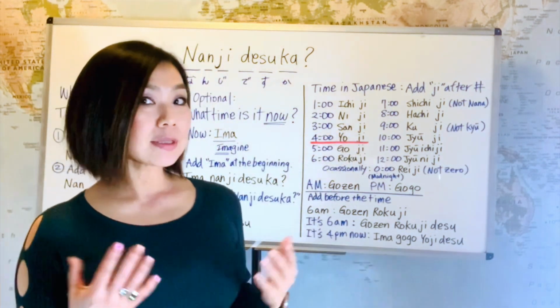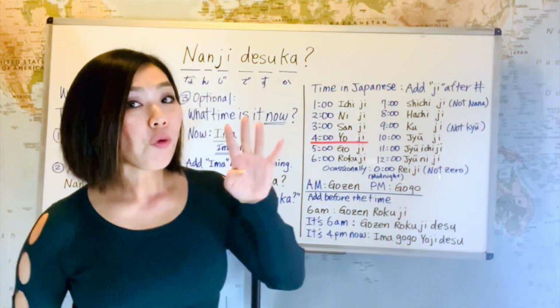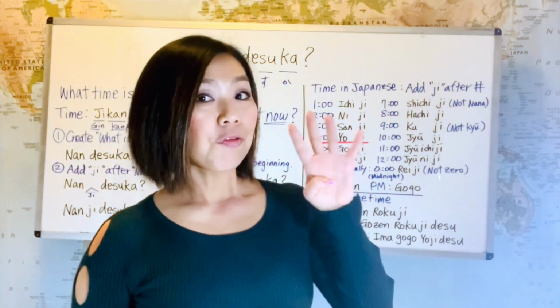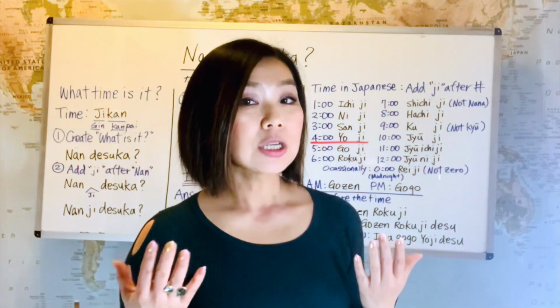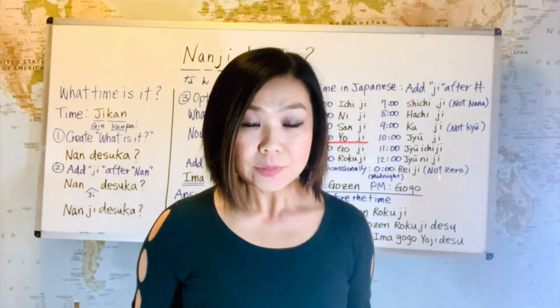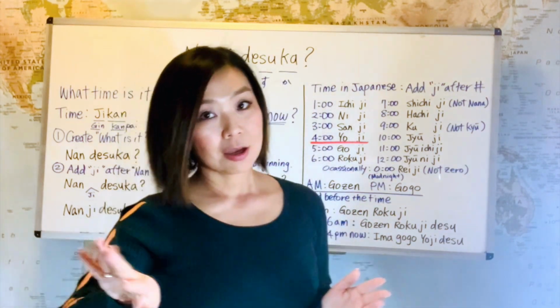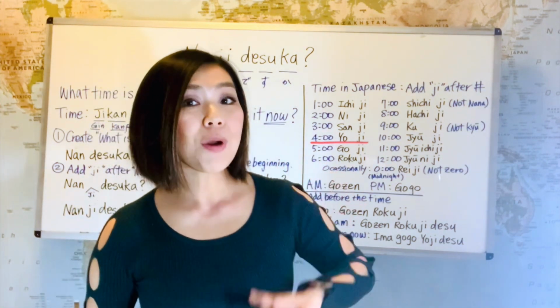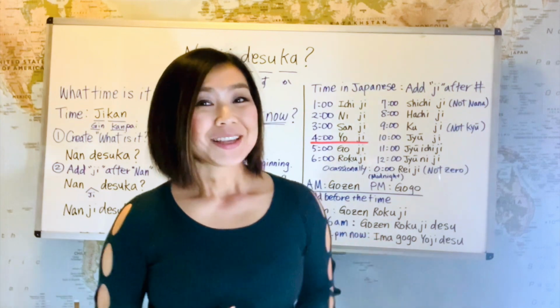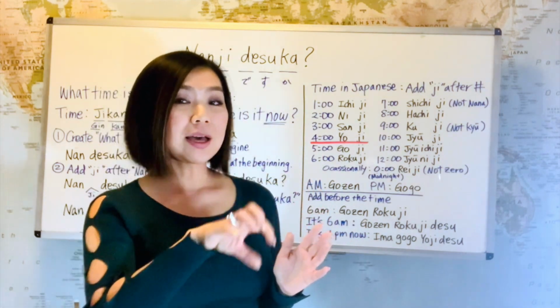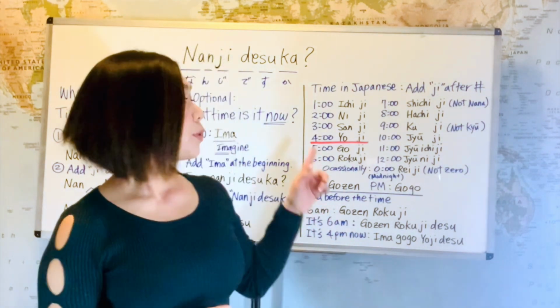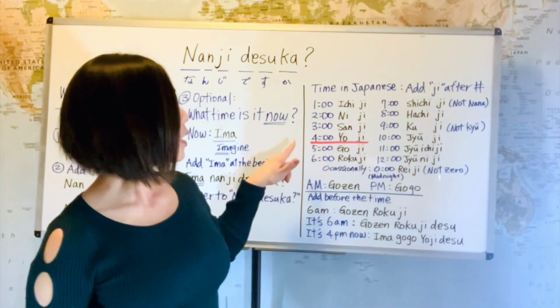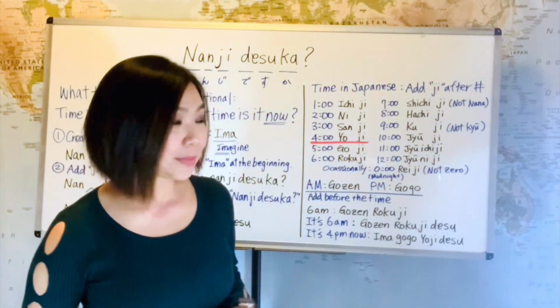And now here's an exception. 4 o'clock. Remember 4? It's either shi or yon. We don't use shi when it comes to time. We use yon, however, partially. We just remove that n sound and we say yoji. That's 4 o'clock.